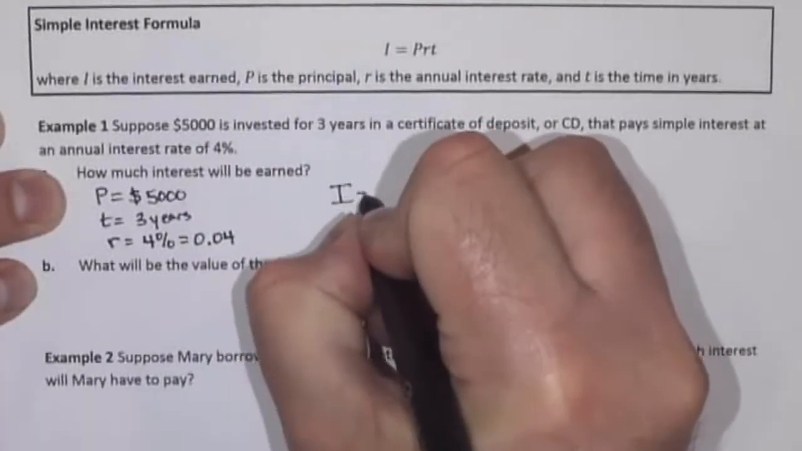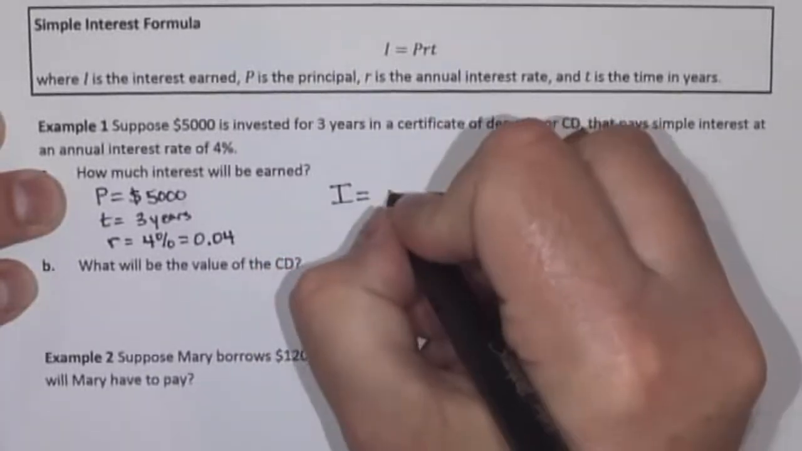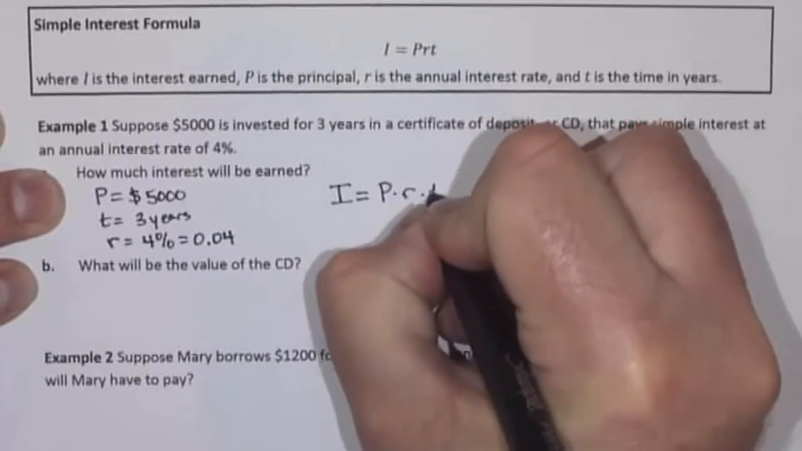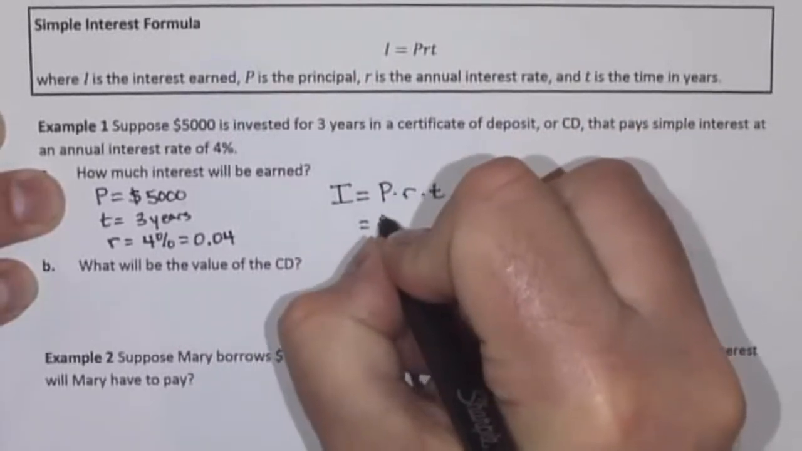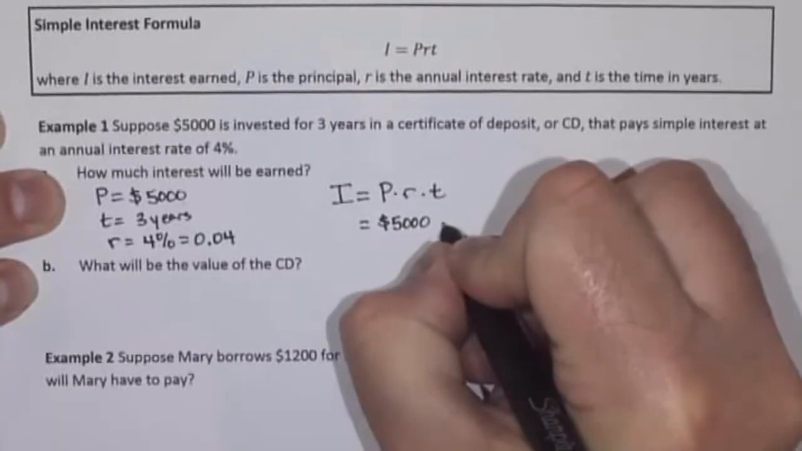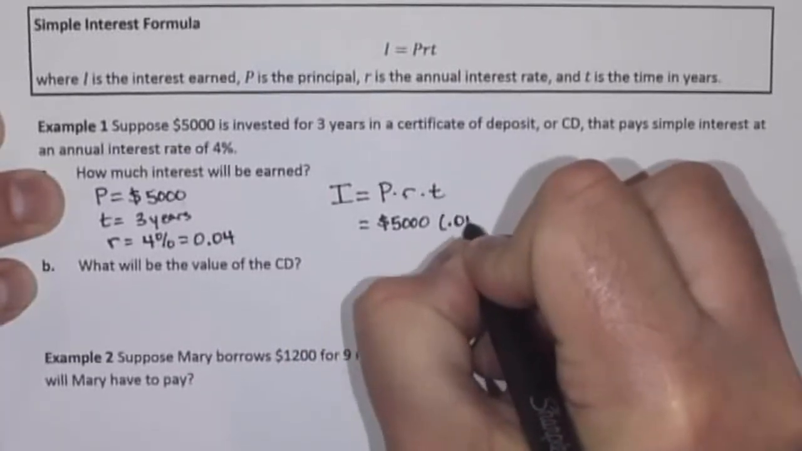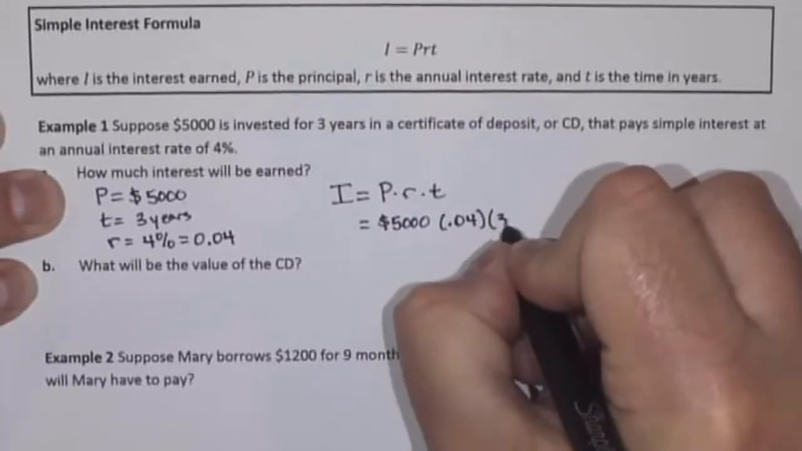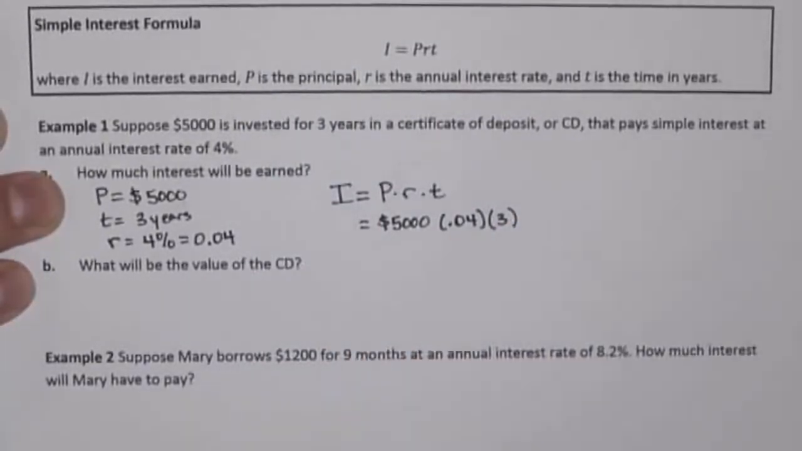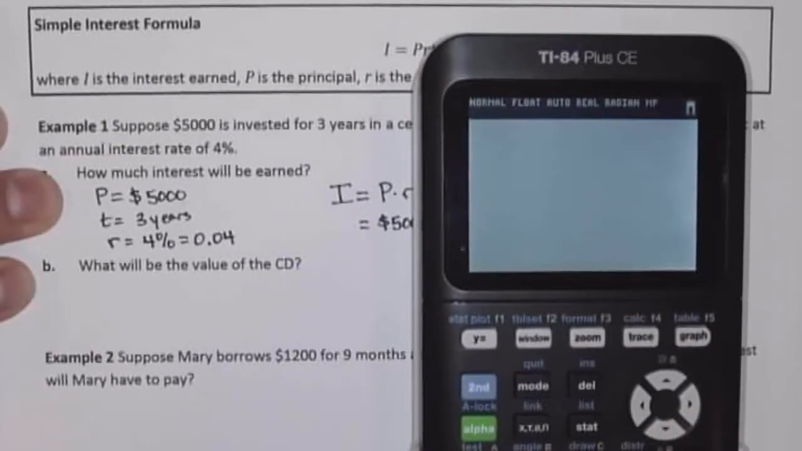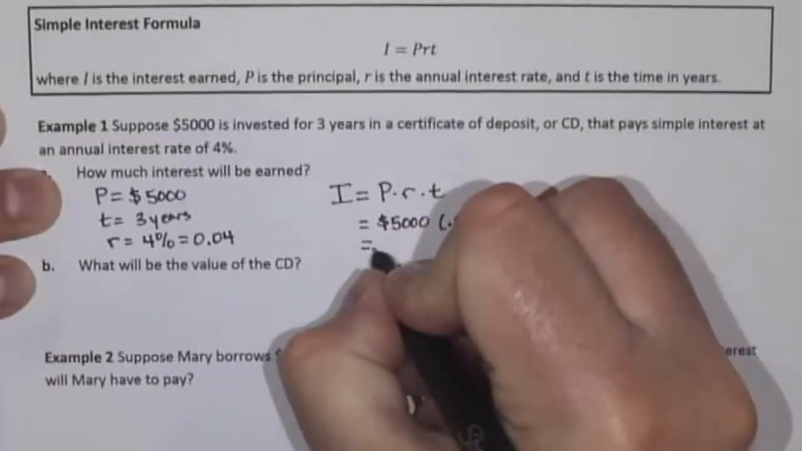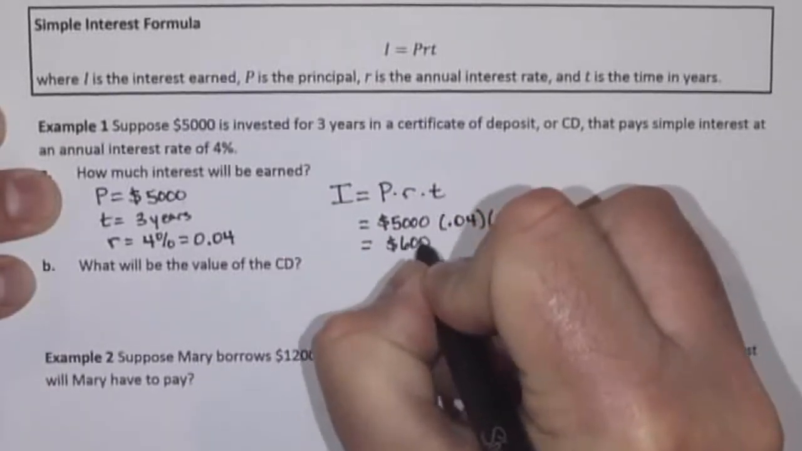So the interest that we're going to earn, again, we're using simple interest, will be the principal times the rate times the time. So that is going to be $5,000 times 4%, so that's times 0.04 times the 3 years. So whatever 5,000 times 0.04 times 3 is, that is going to be our interest. So if I bring in my calculator, 5,000 times 0.04 times 3, that is 600. So our interest is going to be $600.